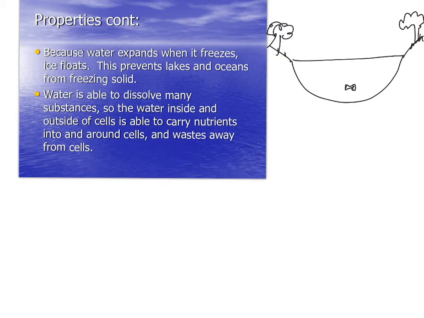When winter comes, have you ever wondered how fish survive the winter in ponds especially, but lakes? Well, what happens is the water on top freezes, and because ice is less dense than water, our solid water is less dense than liquid water, the solid water freezes and stays on top. So the floating happens because water is less dense when it's solid.